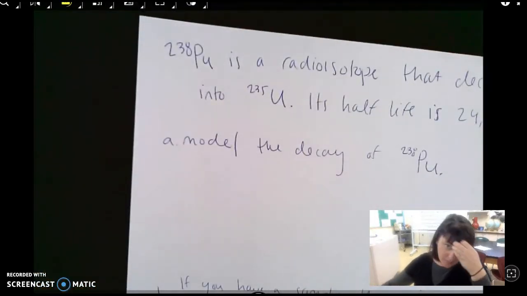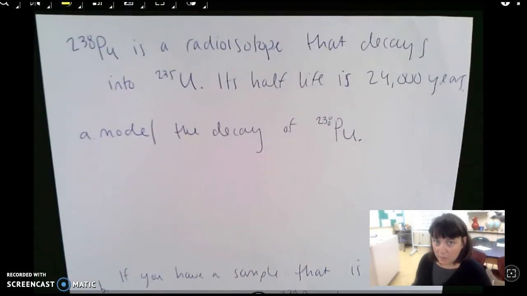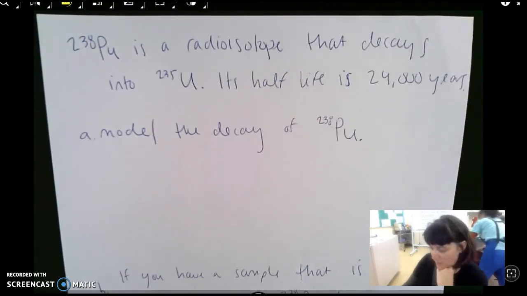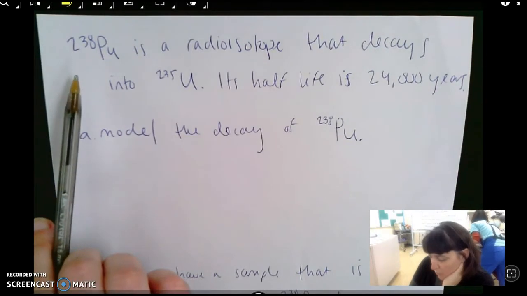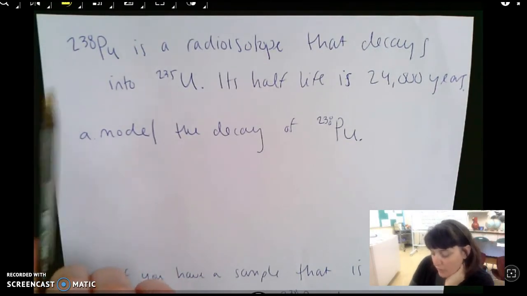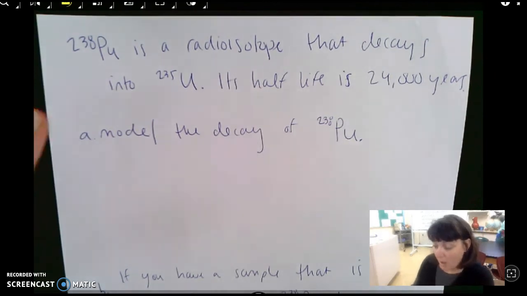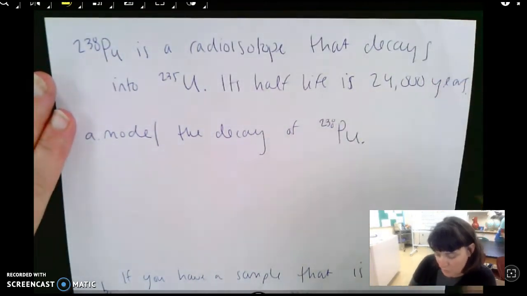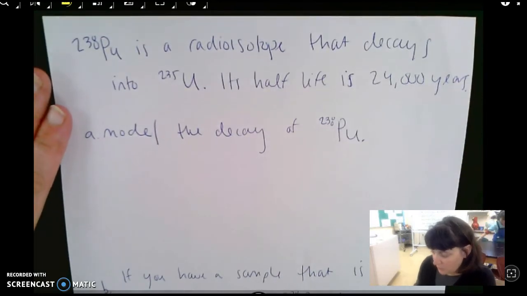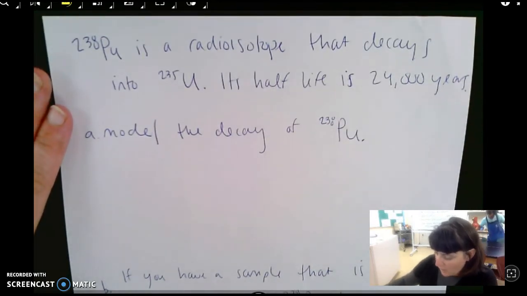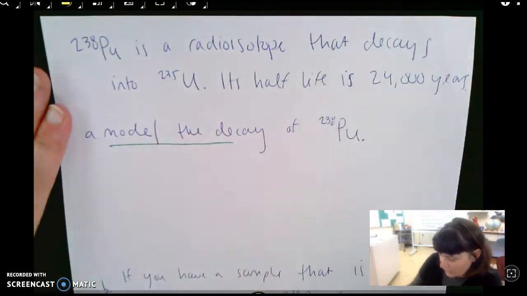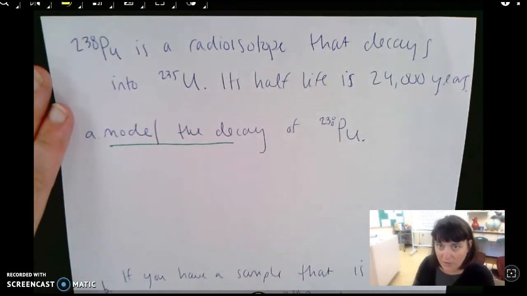Another kind of problem that you're going to see, although this is very similar, is this type. This says plutonium-238 is a radioisotope that decays into uranium-235. Its half-life is 24,000 years. And first you're asked to model the decay of plutonium-238. So that was something we went over in class recently. So this is our first thing we're going to do: model the decay. And I know that just means showing what it started out as and what it ended up as and what its process was.